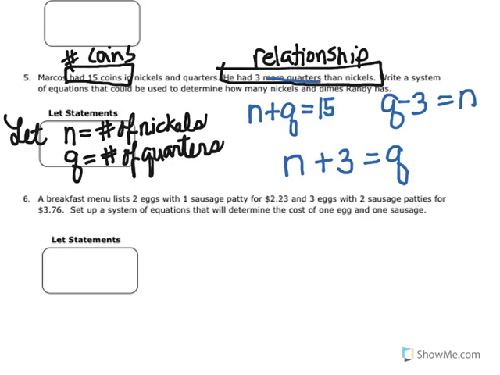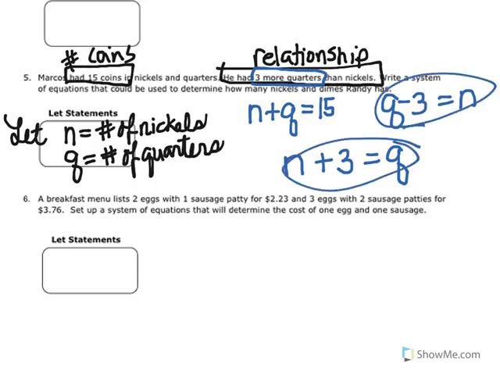Because he has 3 more quarters than he does nickels. So you want to take the nickels, add 3 to that number, and you're going to end up with the number of quarters. Okay, so either this one or this one would work for the second equation.